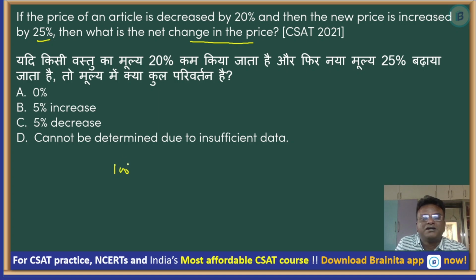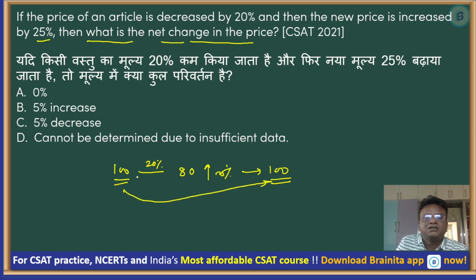I am assuming 100 as the original price, decreased by 20%, so it becomes 80. 80 is increased by 25%. 25% is nothing but 1/4. 1/4 of 80 is 20, so increased by 20 rupees it becomes 100, right? Then what is the net change in the price? There is no net change in the price. 0%. Option number A, right? Very simple. Let us go to the next one.